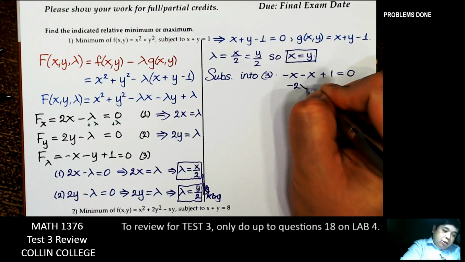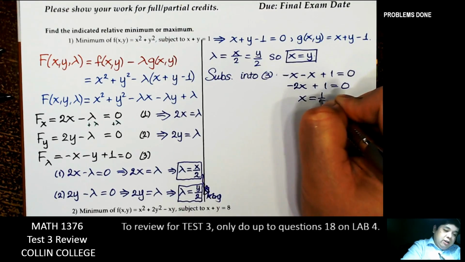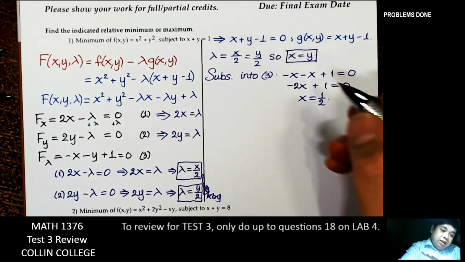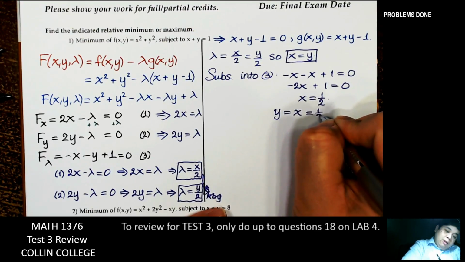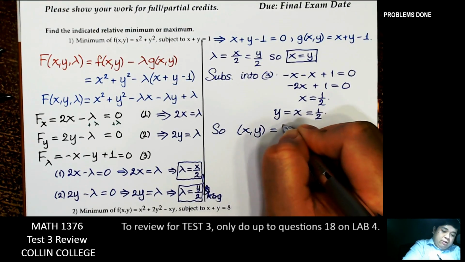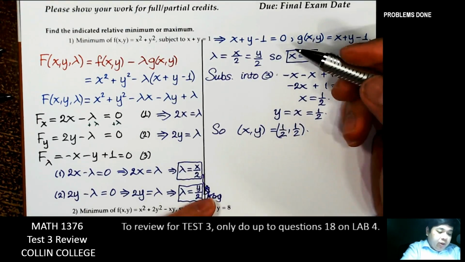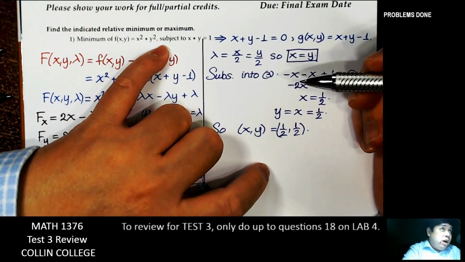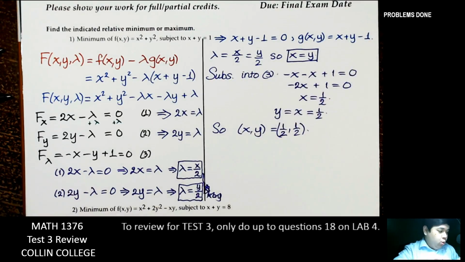And that gives us negative 2x plus 1 equal to 0, so x equal to 1/2. Since x equal to y and x is 1/2, so is y. So we have x, y is 1/2 and 1/2. If we want to find the maximum or minimum values, we put 1/2 and 1/2 here, and that's what the value says. But the main thing is we're trying to find the point x and y.